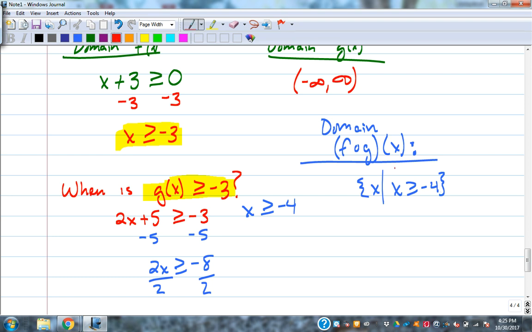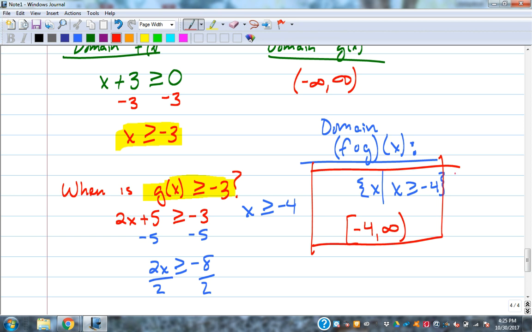And then let's write it in interval notation. Bracket negative 4 to infinity. That's our stuff. Not too bad.